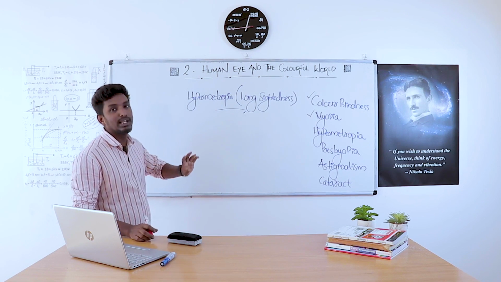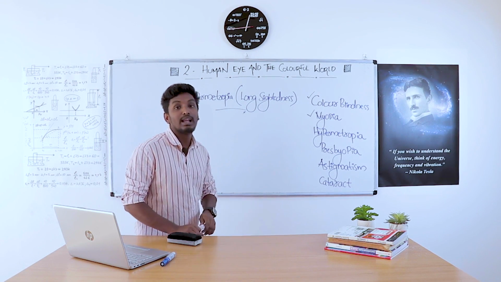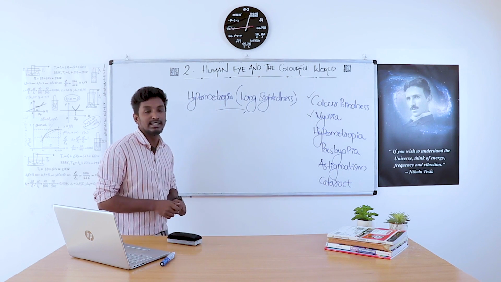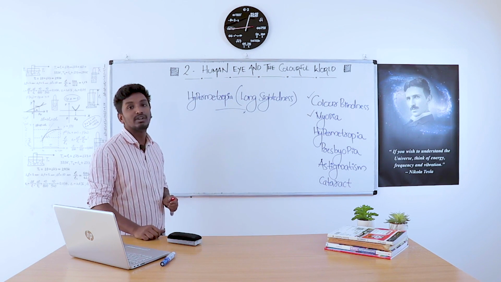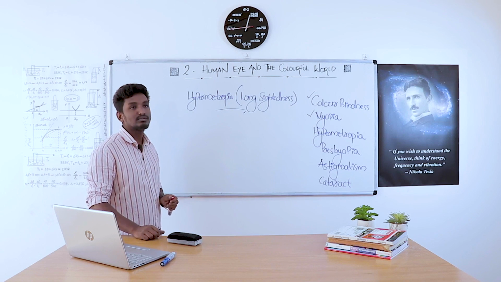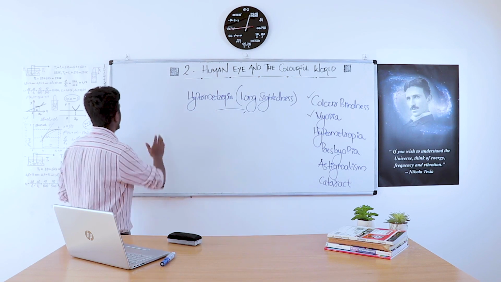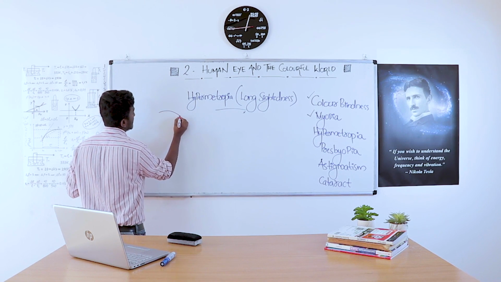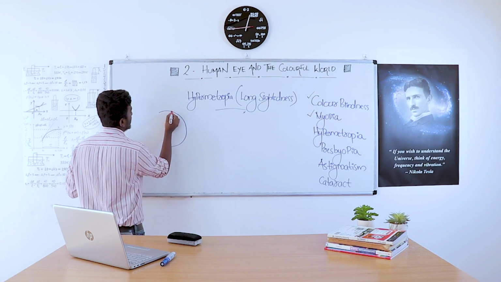This hypermetropia can be corrected by using a convex lens of suitable power. So now we need to draw the figure for correction. First I am drawing a figure of a hypermetropic eye.